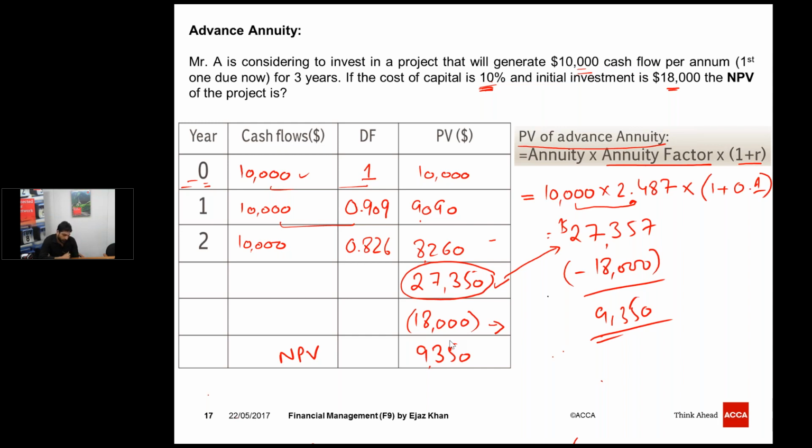Tomorrow we'll be moving towards our advanced NPV questions, the long question that you might face in the exam. We'll be solving net present value advanced long questions. Dania, yes, we'll be discussing sensitivity analysis as well.